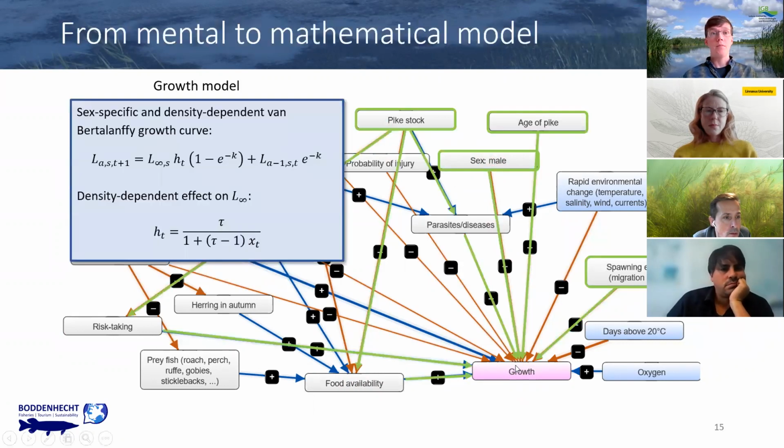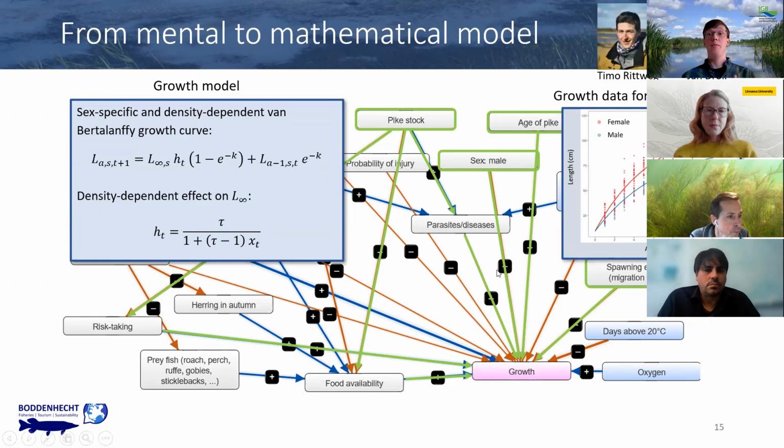Or, for example, you have males which have a lower growth potential than females, which is also included here. And then we made the transition to the mathematical model, and it was important to communicate that we really built on their mental model. We used a sex-specific and density-dependent growth model, so we included these links explicitly. And then we parameterized these growth curves based on actual data from the lagoons.